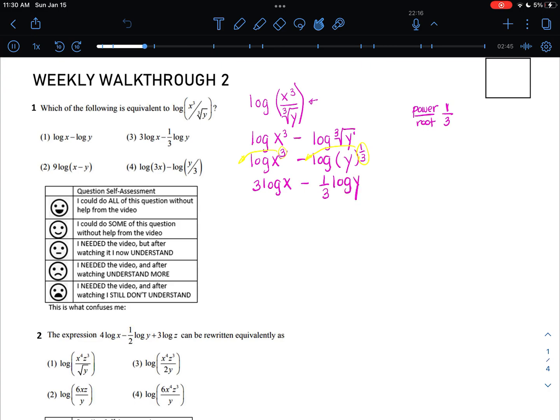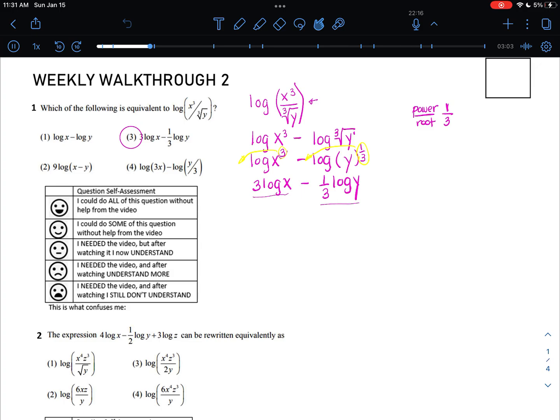And it's understood that these are in a base 10 because when you have a logarithm that does not have a base listed, it's assumed that it's base 10. And at this point, this answer equals number 3. So I have solved that and expanded that logarithm. Let's go on to number 2.